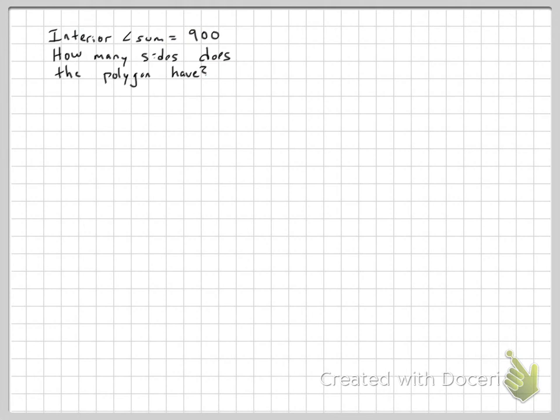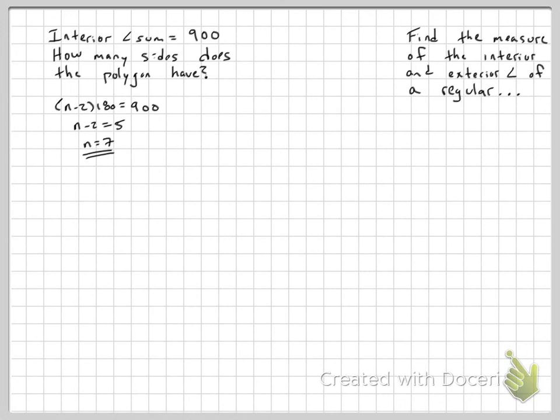Interior angle sum. So this is just a couple of examples, guys. So let's say that interior angle sum equals 900. How many sides does the polygon have? So we know that our formula n minus 2 times 180 equals our interior angle sum. Well, if our interior angle sum is 900, we can just set up our equation like that. And then the goal here is to solve for n. So I can do 900 divided by 180. That gets me 5. So n minus 2 equals 5. I add 2 to both sides. So the number of sides is 7.